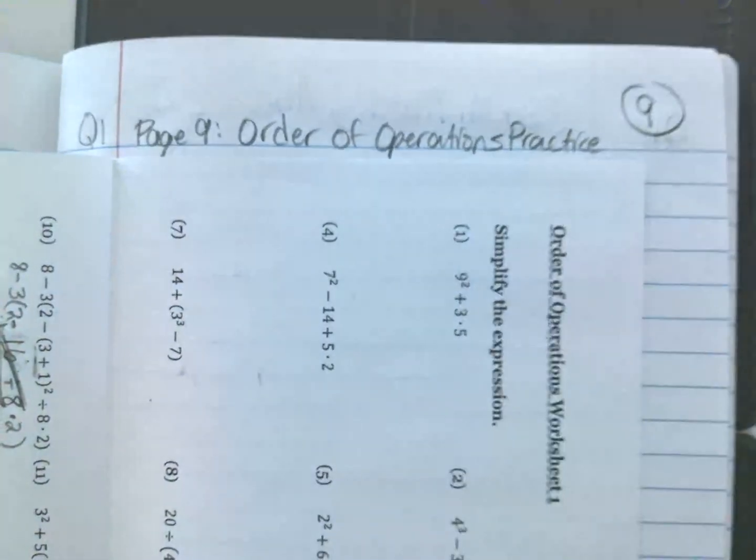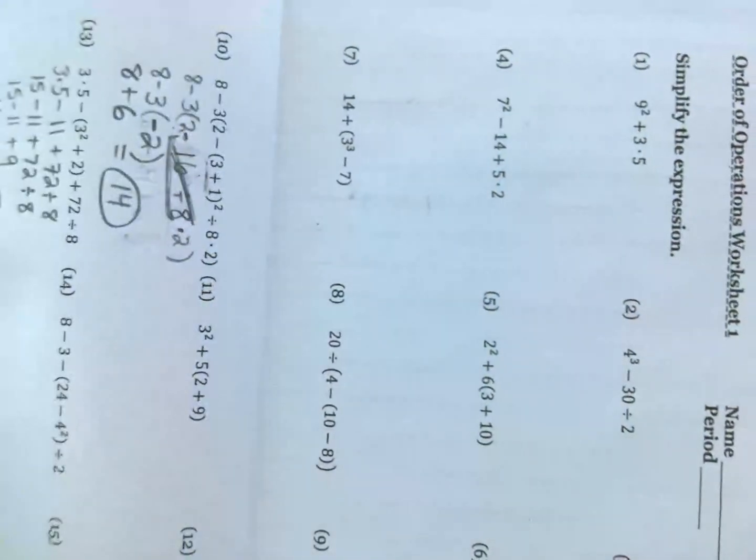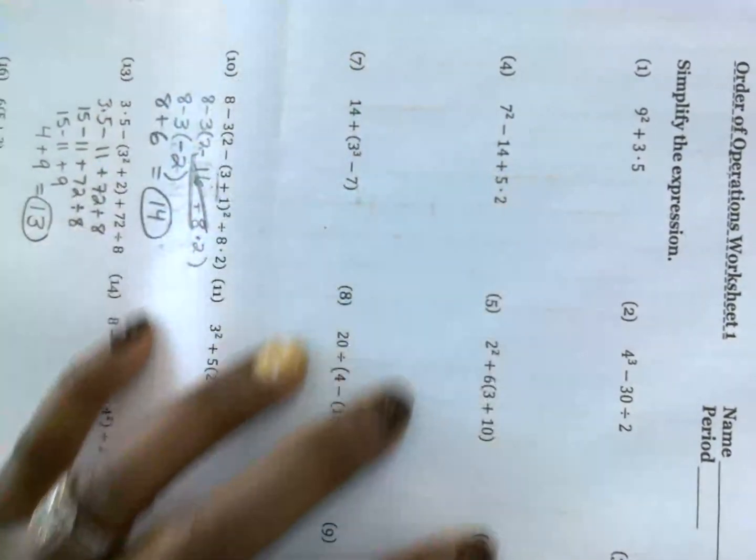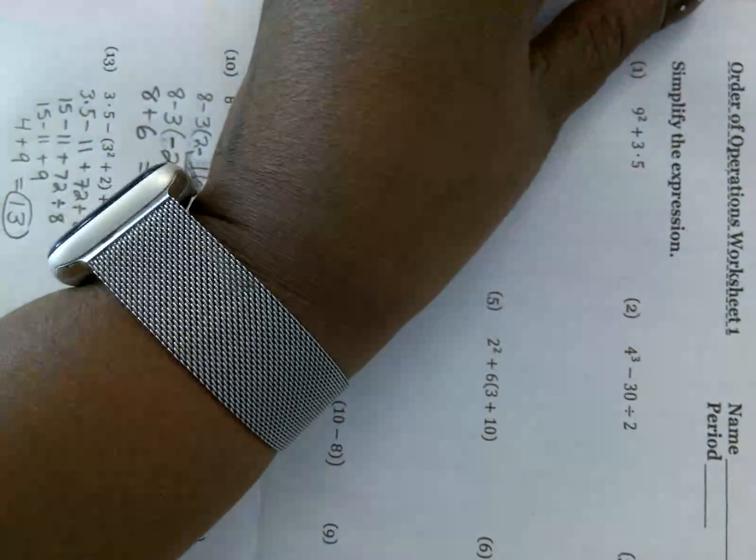Page 9, order of operations. We did this sheet. Okay, here. Please make sure that you complete the sheet. We pasted after we finished this. We pasted it in our notebook. This is page 9. Okay. Any questions so far?